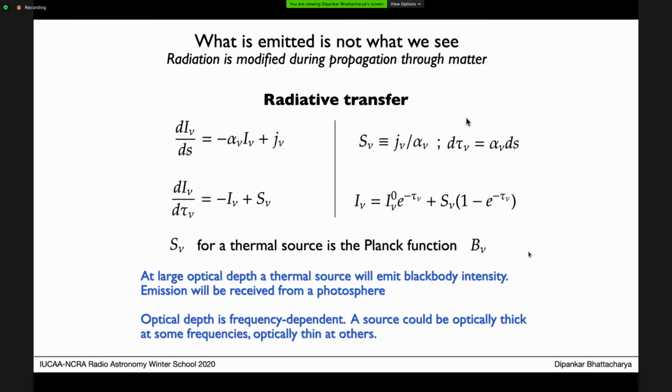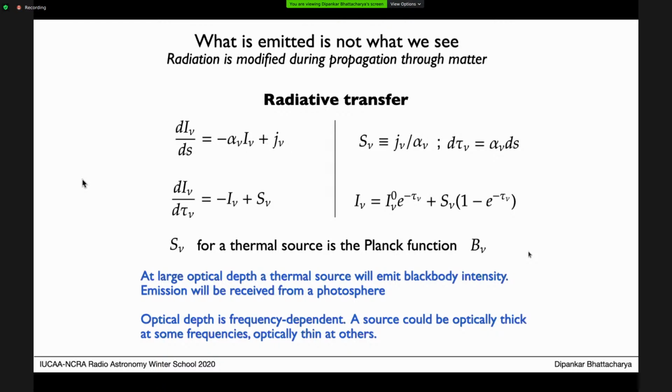Now there's another quantity we introduce, and that is the absorption coefficient times the depth of propagation, or length of propagation through the material. So that is alpha nu ds. d tau nu is alpha nu ds, and this tau nu is called the optical depth. So for a given absorption coefficient, the deeper you go in a source, the more light is absorbed, and so you get a larger optical depth.